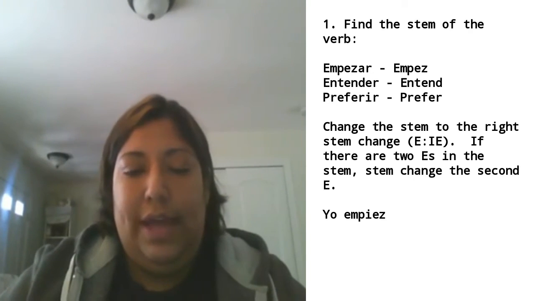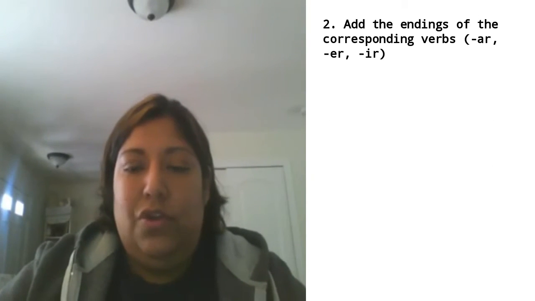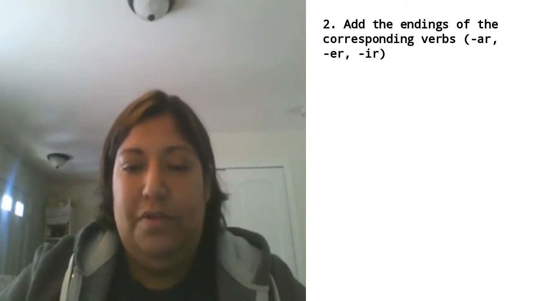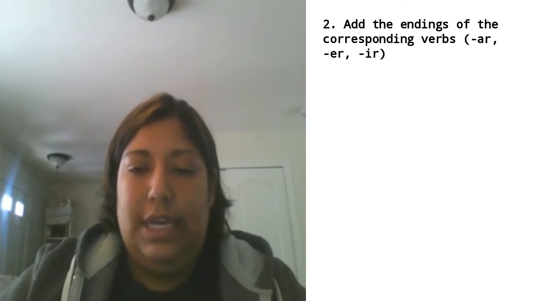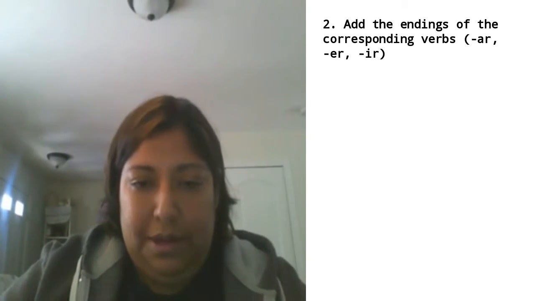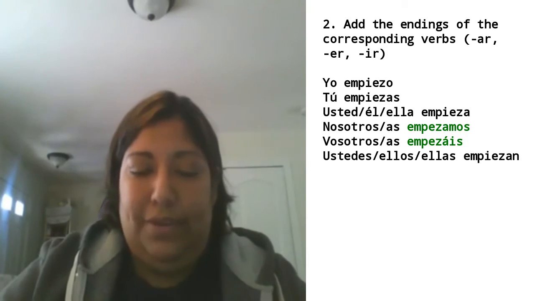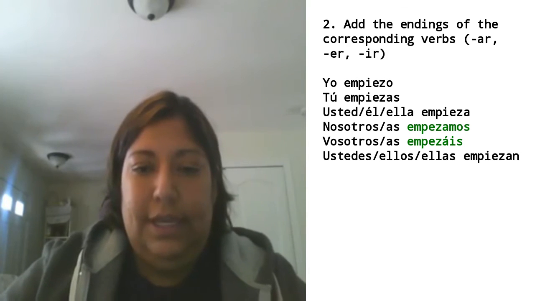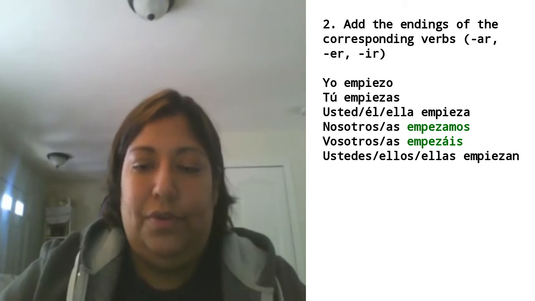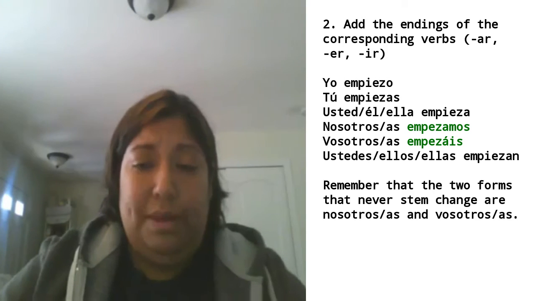So you get yo empiezo. Then you're going to add your normal endings, whether the verb is AR, ER, or IR. In this case, we have an AR verb, and so we'll add empiezo, empiezas, empieza. And then over here, we're going to skip nosotros and vosotros for a second. We have empieza.